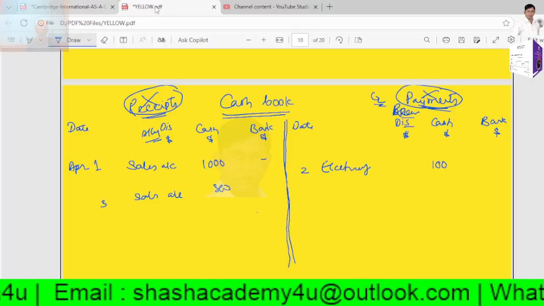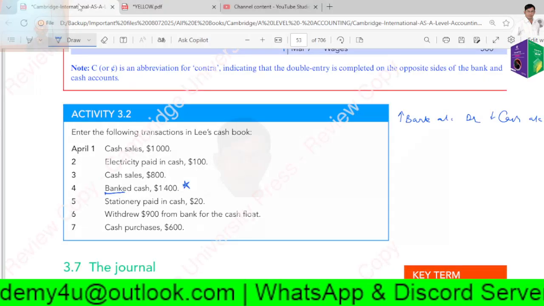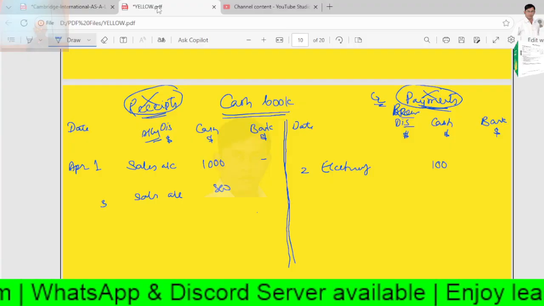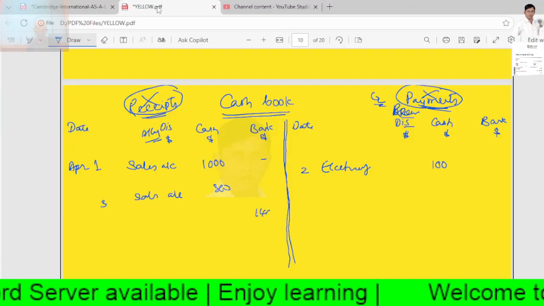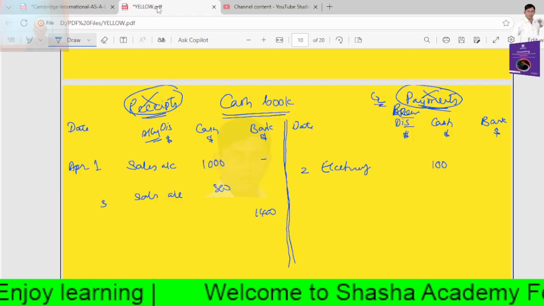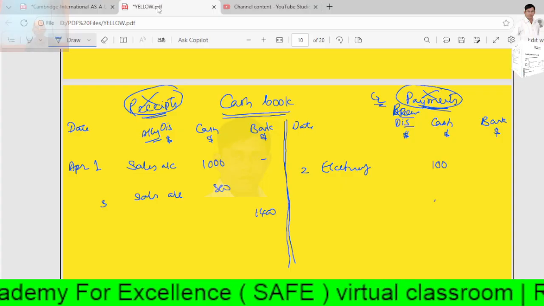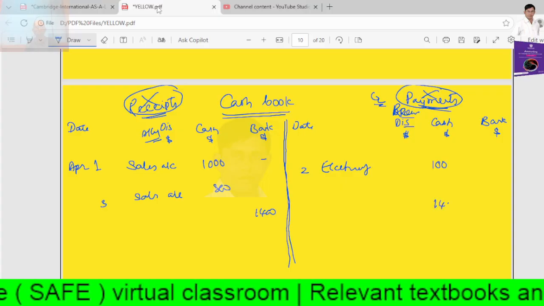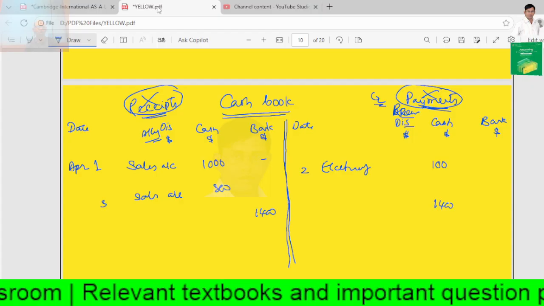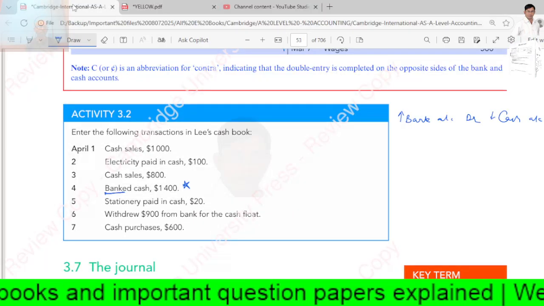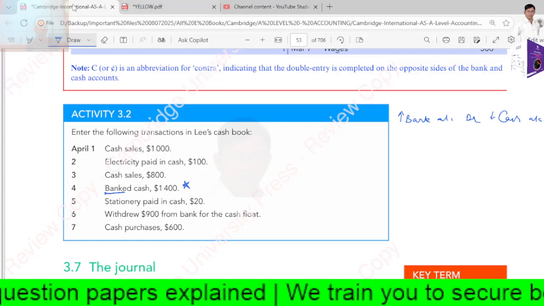So how much? 1400. So money is coming in the bank. Banked cash, but cash is going out. Cash will go out. What date? 4th.